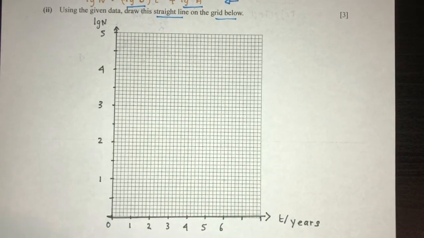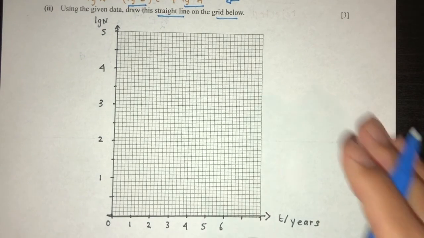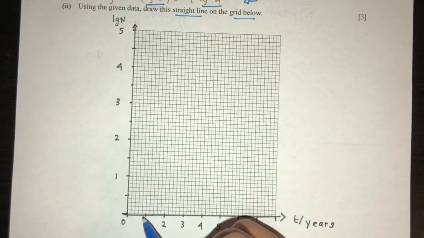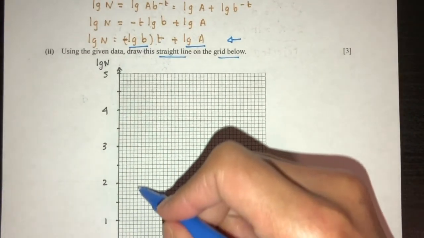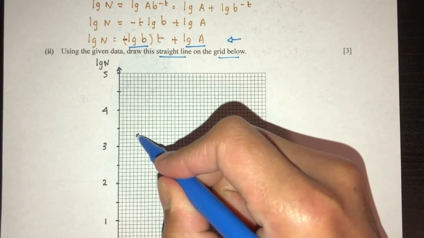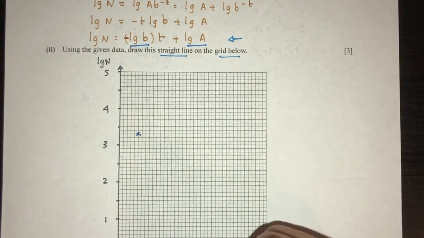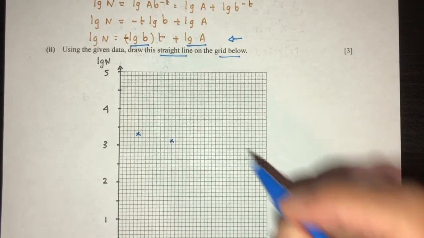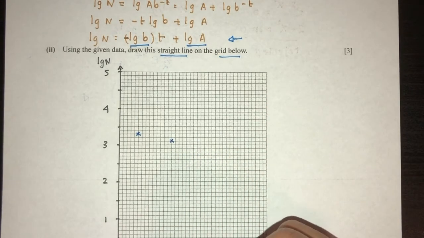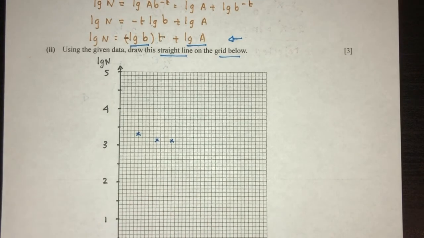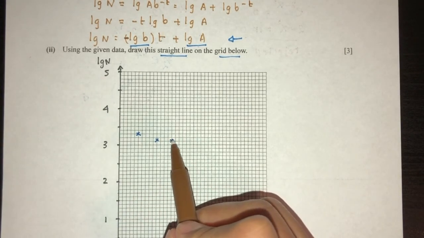So let's plot the points to see if we have a straight line or not. So the first value is 1 and 3.30. So 1 is here, and 3.30 will be here, and we have 2 will be 3.1, right here. Then we have 3 will be... sorry, mistake here. This is 2, should be right here. And let's erase this one because this one is a mistake.